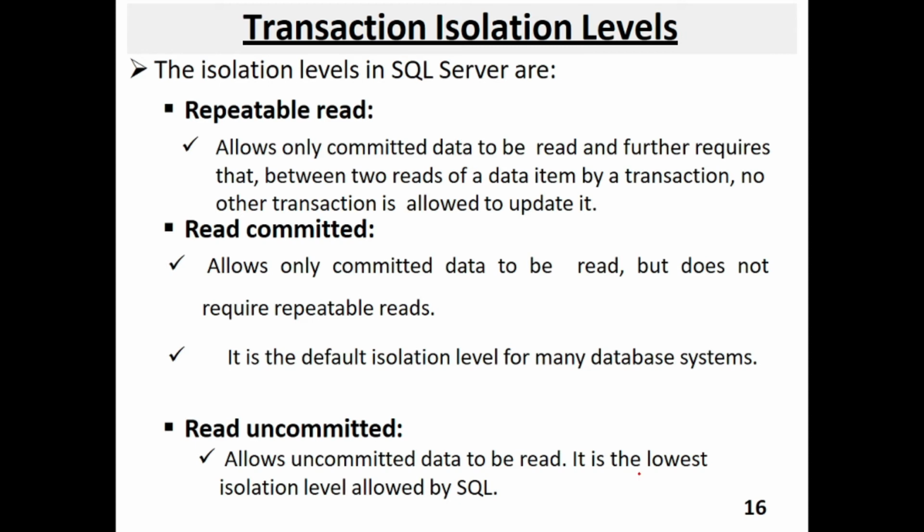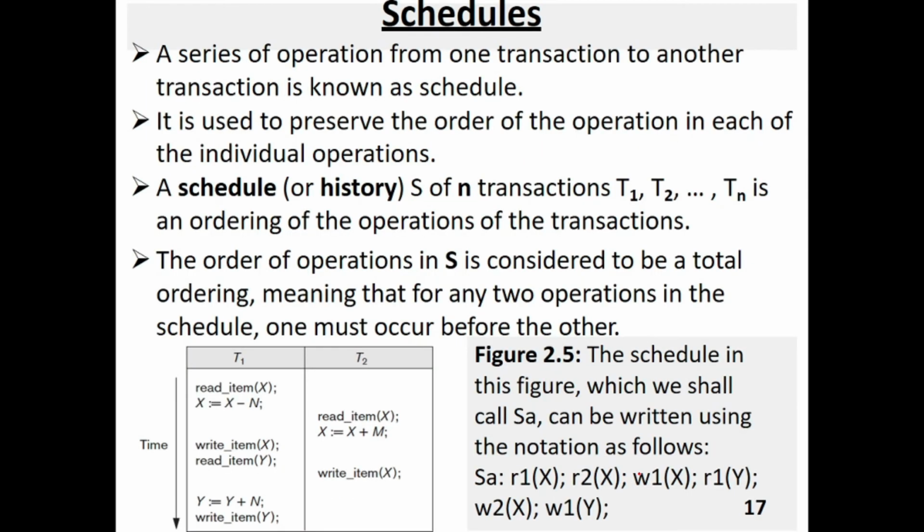What about read committed? It allows only committed data to be read but does not require repeatable reads. It is the default isolation level for many database systems. Yeah, commit የሆነው ነው እንግዲህ read የሚያደርጉት ማለት ነው። Read uncommitted allows uncommitted data to be read. It is the lowest isolation level allowed by SQL and leads to many different concurrency problems. And these are the levels of isolation in SQL Server. Then the next one, scheduling. A schedule and database transactions.